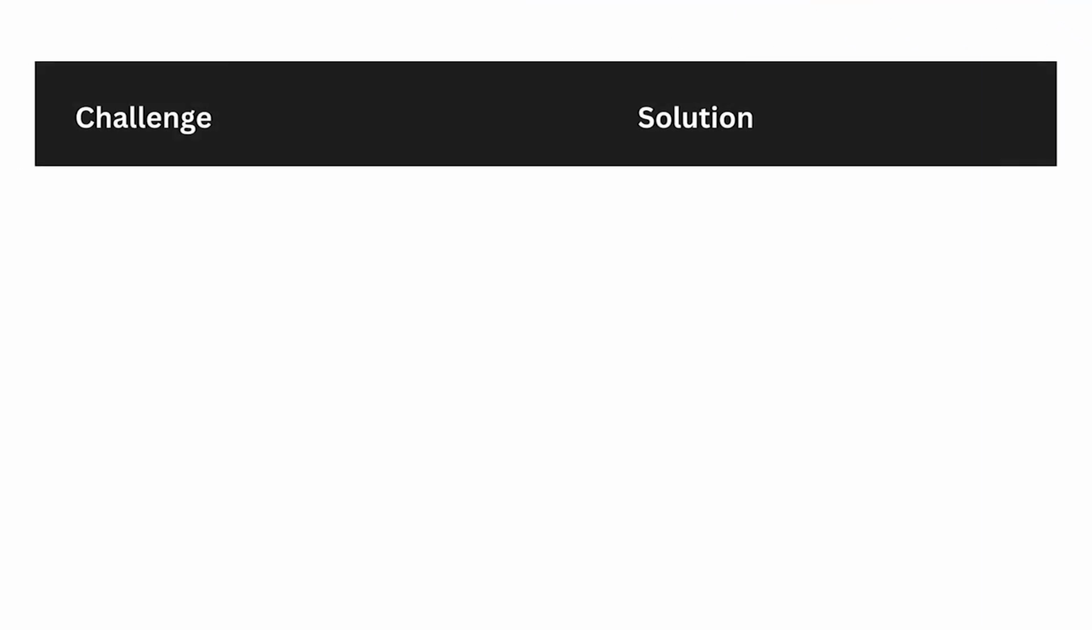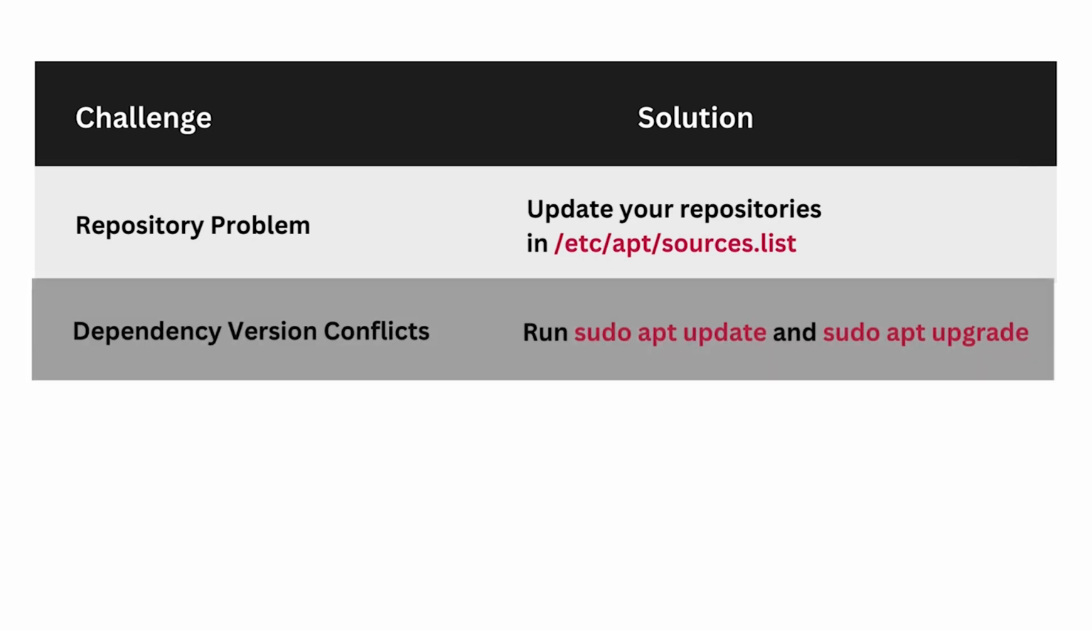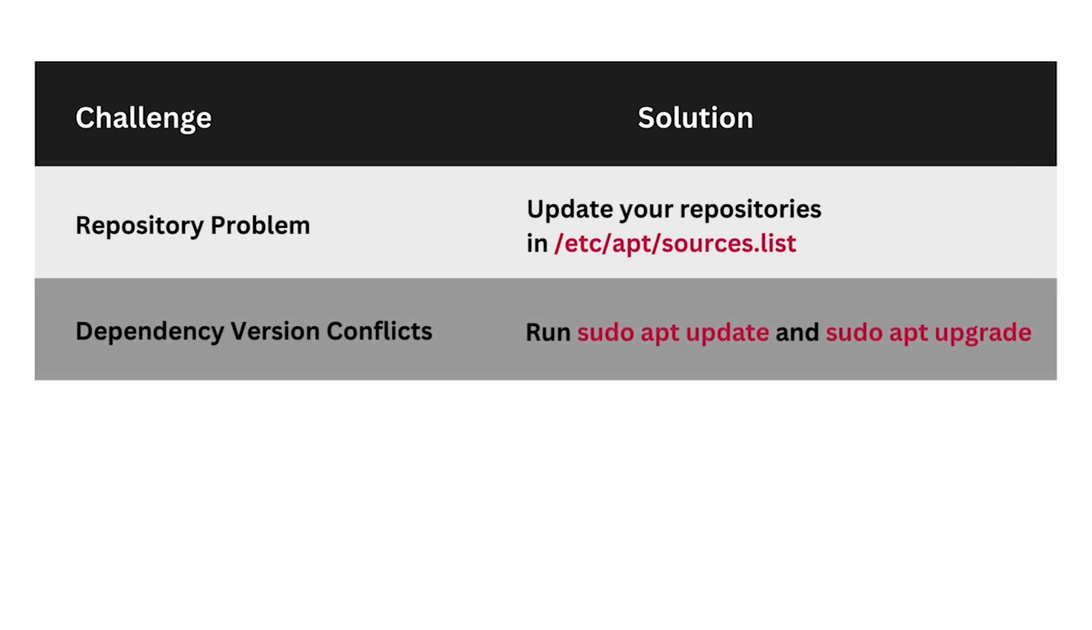Although most of the package managers handle dependencies automatically, some challenges may arise during this process. For example, you may face the repository problem. In that case, update your repositories in the etc apt sources list file. The next problem can be dependency version conflicts. Run sudo apt update and sudo apt upgrade to ensure your system is up to date and packages are compatible.